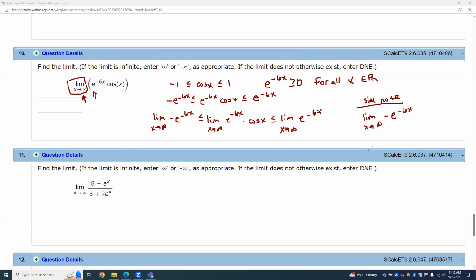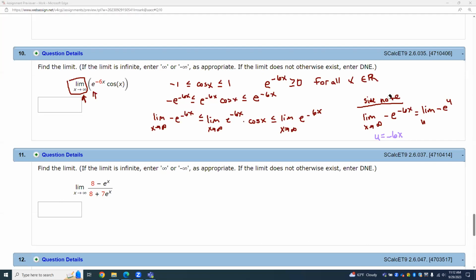So instead of thinking about what is happening as x goes to infinity of negative e to the negative 6x, like that's a lot, right? Instead, we're just going to say this is essentially a composition of functions. I'm going to say u equals negative 6x. Again, this is just a way to take a function that's more complicated and break it up into more manageable pieces. Whatever we're finding is going to be more simple.